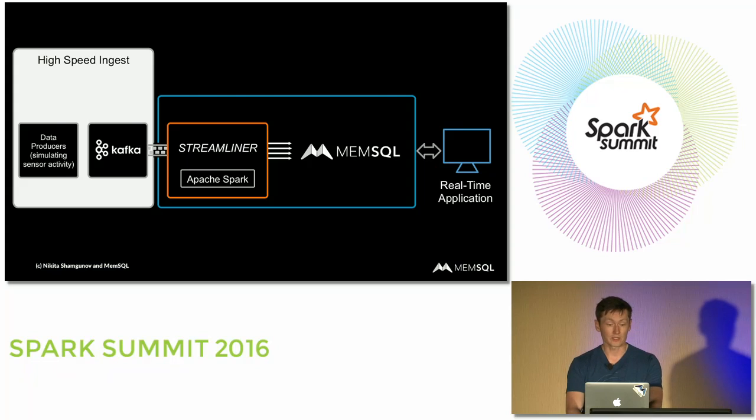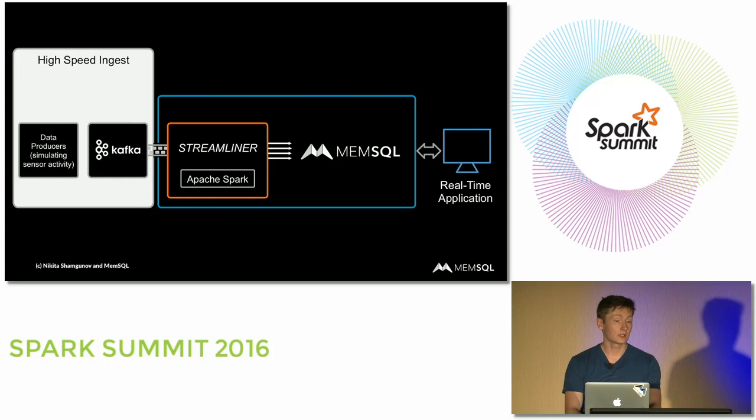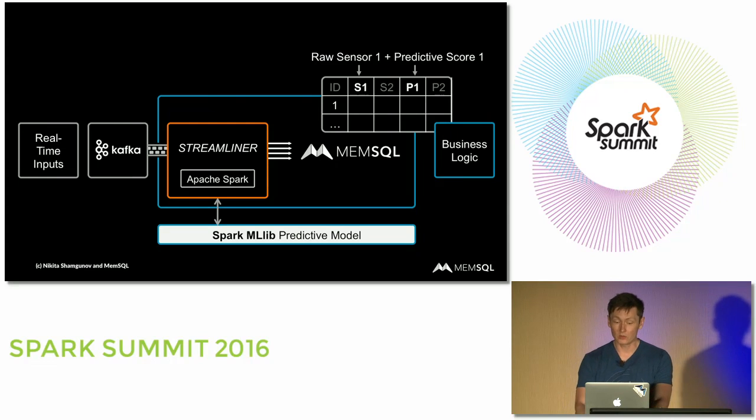All right, so let's zoom in a little bit. What happens? Here, highlighted in white, we're collecting data and pushing it into Kafka. Kafka is a great piece of technology. It enables real time, and it's a well understood thing. Now the more interesting stuff happens in Streamliner.